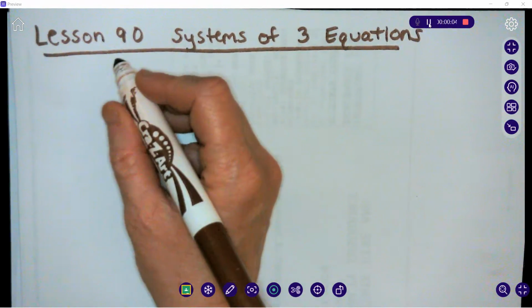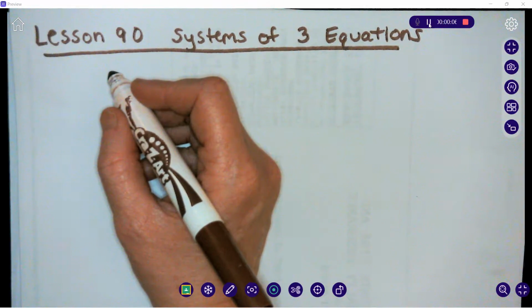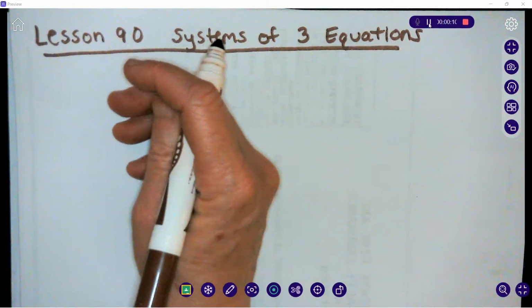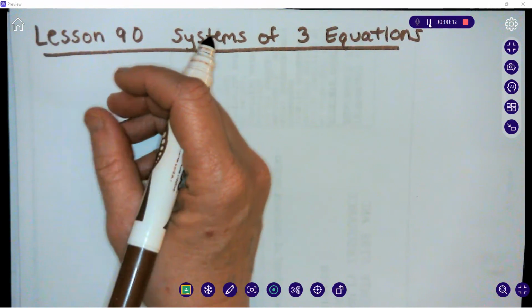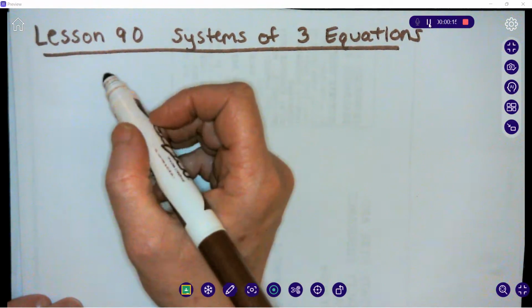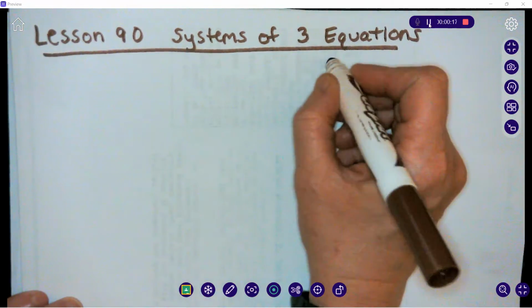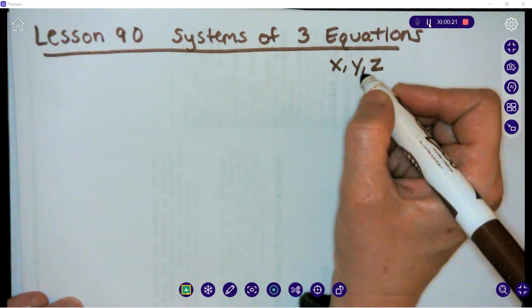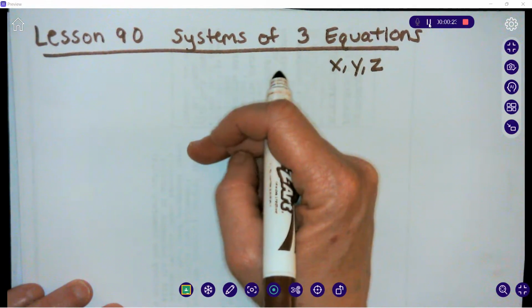Hi again. Okay, so now we're going to move on to lesson 90. Lesson 90 is systems of three equations. Basically, it's going to be solving equations that have three different variables. So if you have three different variables, they're going to be x, y, and z. You can only solve if you have three separate equations.